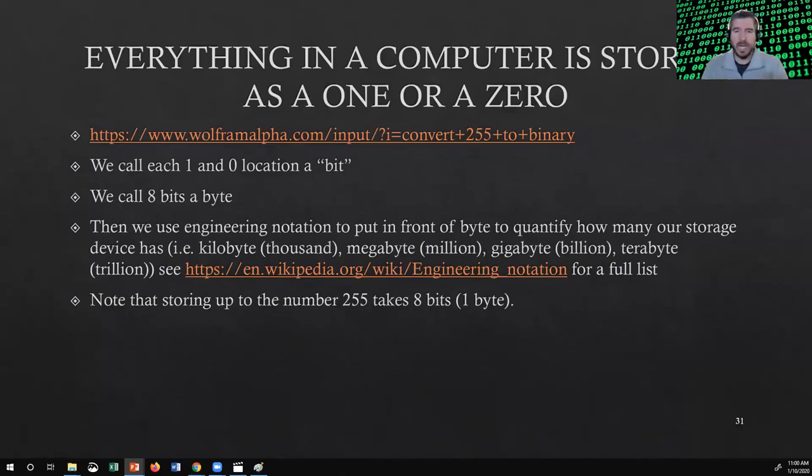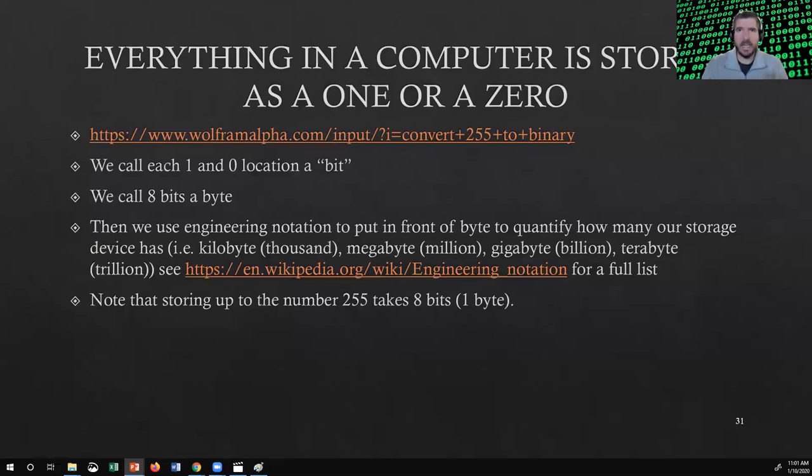Then we use something called engineering notation, because we don't usually talk about single bytes, because we have a lot of bytes on our computer, to put in front of byte to quantify how many our storage device has. So you might have heard of kilobyte, megabyte, or gigabyte. A lot of times gigabytes you'll see on the phones is just GB. And even terabyte if you have a big storage device. So that's usually how we think of computer storage.